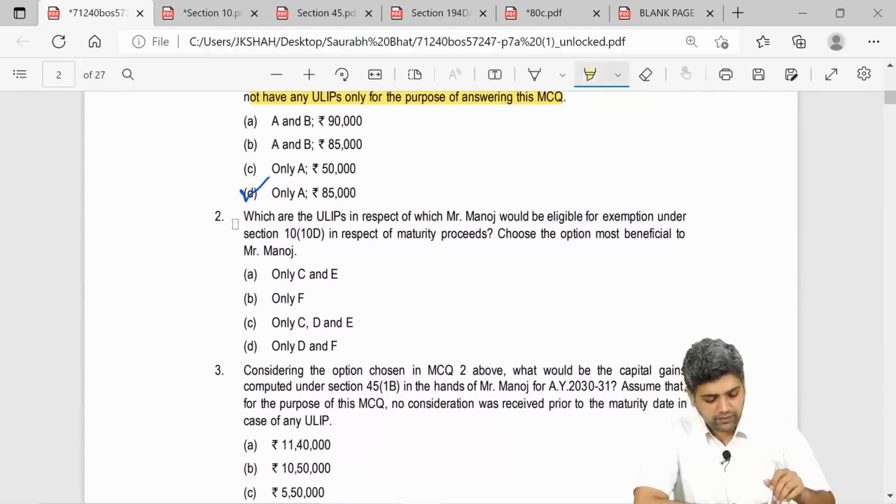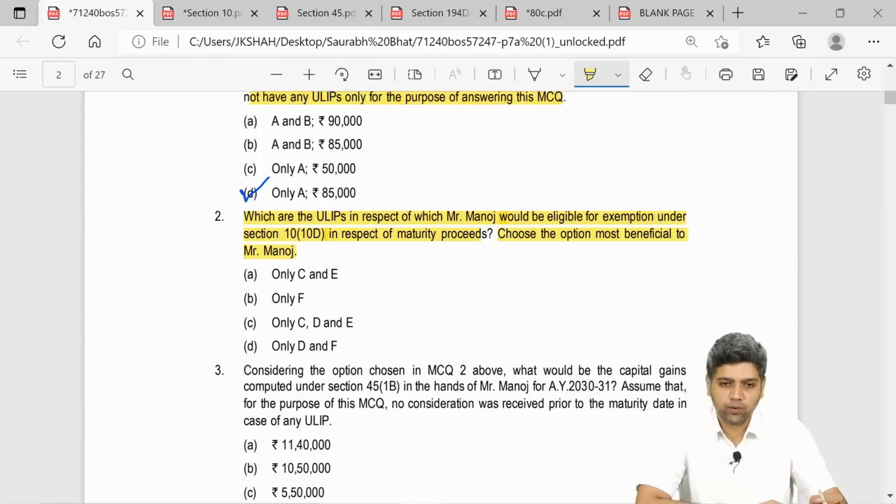MCQ number 2 says, which are the ULIPs in respect of which Mr. Manoj would be eligible for exemption under 10 clause 10D in respect of maturity proceeds? Choose the option most beneficial to Mr. Manoj. Now friends, the history of ULIPs, we have discussed this during our lectures, that unit linked insurance plans are in reality investment opportunities for people who want to invest in markets under the garb of an insurance policy.